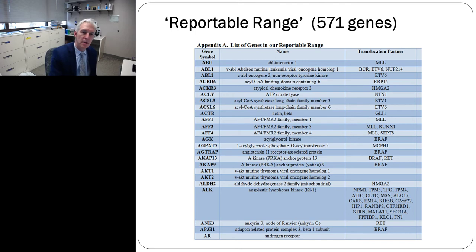As I mentioned, we do RNA-seq on 20,000 genes, but we only are interested in the results from 571 genes. And the beginning of that list of 571 genes is shown here. The way we came up with these 571 genes is we went through the literature to see what gene fusions have been described in different tumor types, and then even beyond that, what known oncogenes exist. So it's pretty comprehensive.